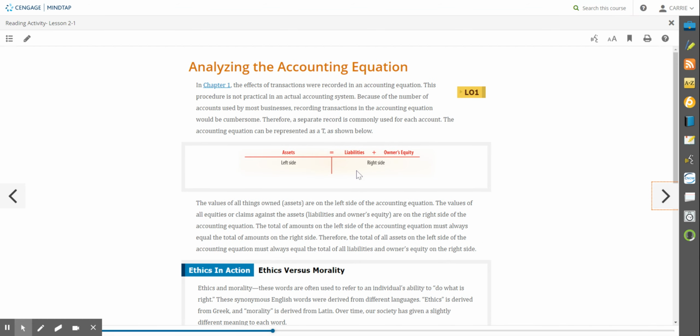Okay, so this is a T account. A T account is basically in the shape of a T with a left side and a right side. Notice that the left side is the assets and the right side is the liabilities and owner's equity. This is important because we're going to look at this a little bit later. So remember, everything that is owned is an asset. Everything that is owed is the liabilities, and the owner's equity is how much equity the owner has in the business. The total amounts of the left side of the accounting equation always equal the right side, so we always have to equal, just like in algebra.